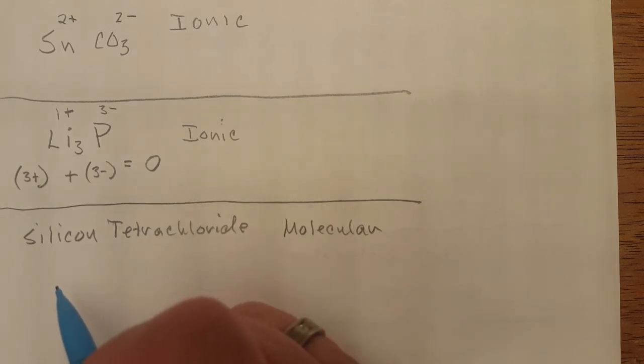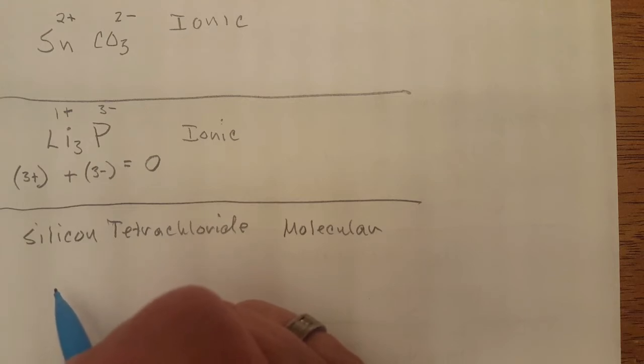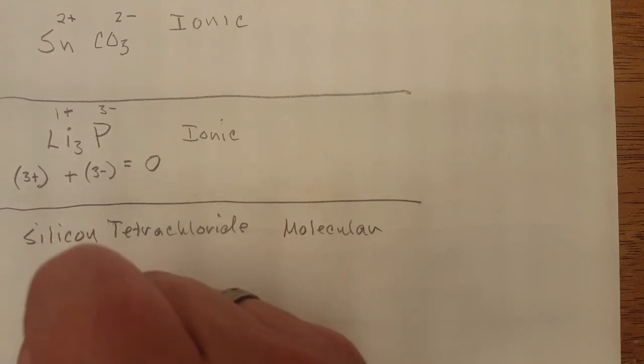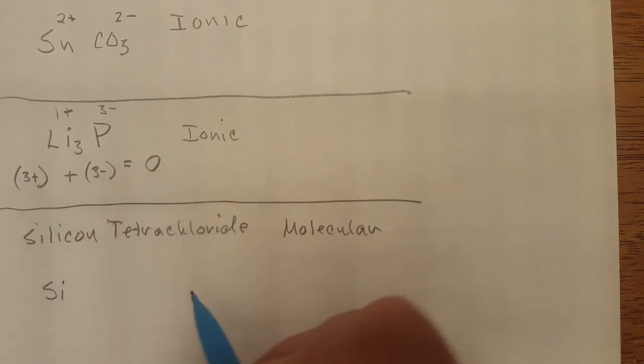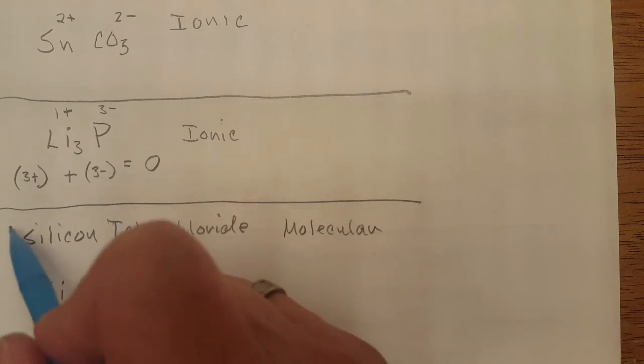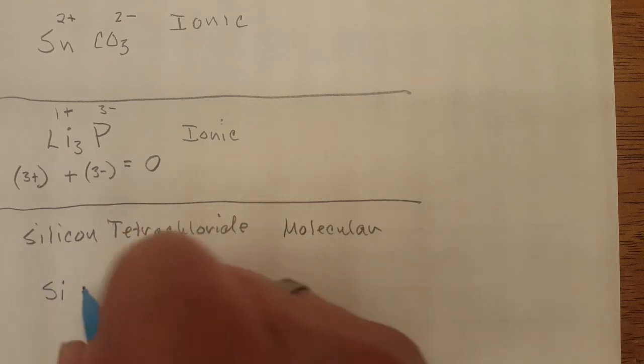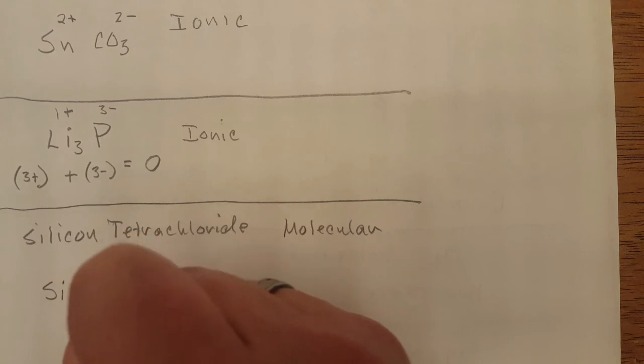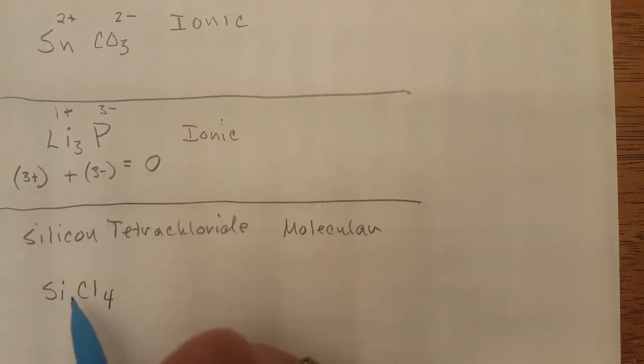Okay, so silicon is Si, and it's just one of them. The chloride is Cl, and there are 4 of them. So this is silicon tetrachloride.